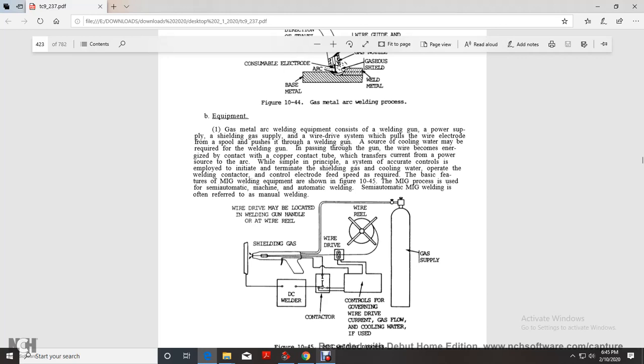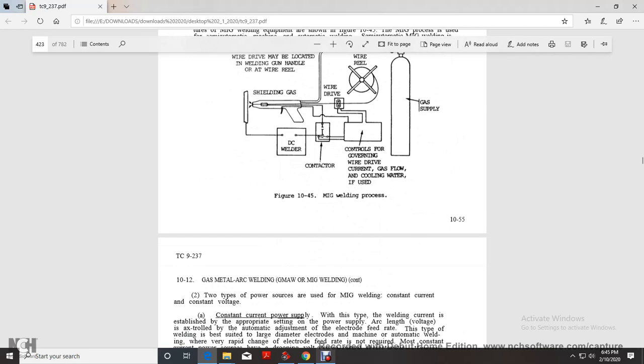Speed control is required. The basic features of MIG welding equipment are shown in figure 1045. The MIG process is used with semi-automatic machines and for automatic welding. Semi-automatic MIG welding is also often referred to as manual welding. The wire drive may be located in the welding gun or at the wire reel. The equipment includes the shielding gas, DC welder, contactor, wire reel, wire drive, controls governing the wire drive, the current, the gas flow, and cooling water if used.